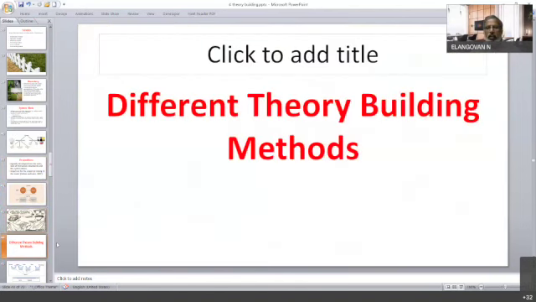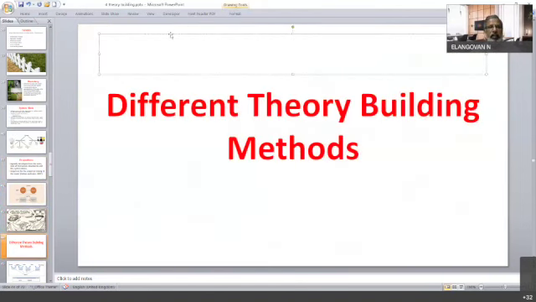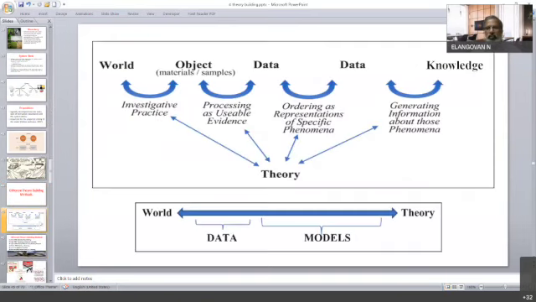So, theory development or theory building. There are many ways of building theory. It's not only one way that we build theory. No. We can build theory in different ways. So that is what I'm trying to show you here.